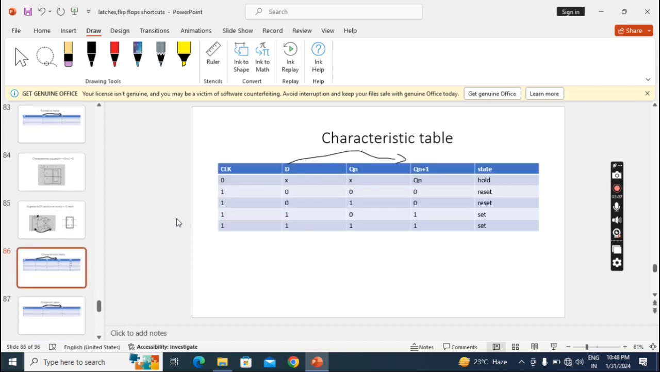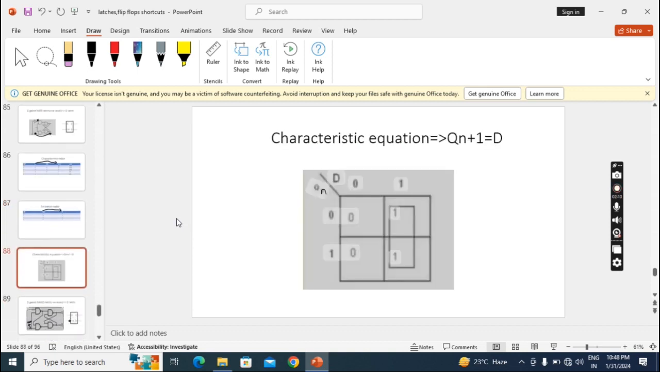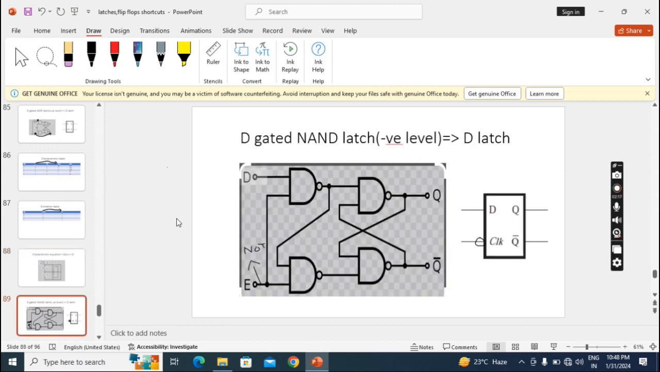Now the characteristic table will be the same as the previous. The excitation table will be the same as previous. The characteristic equation also will be the same as previous. Now we'll see with NAND negative level. Negative level means you just have to connect an inverter here. In the symbol you have to keep a bubble here.